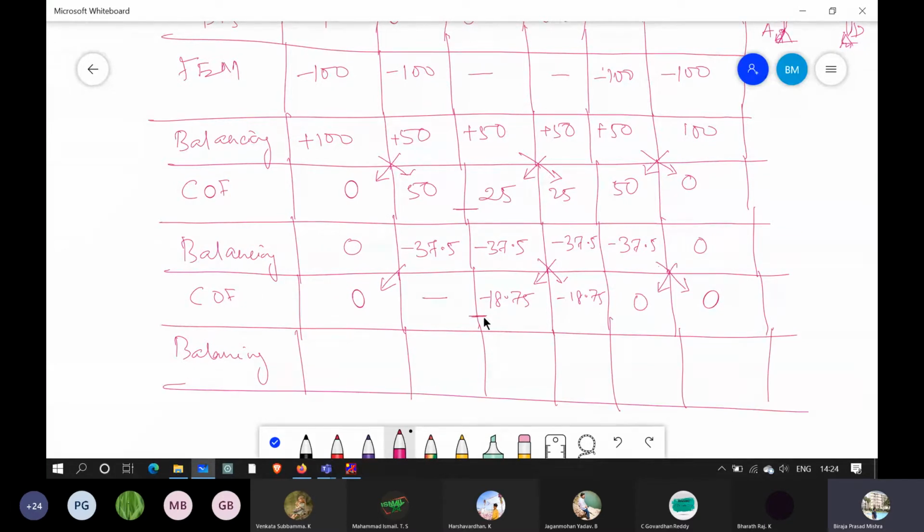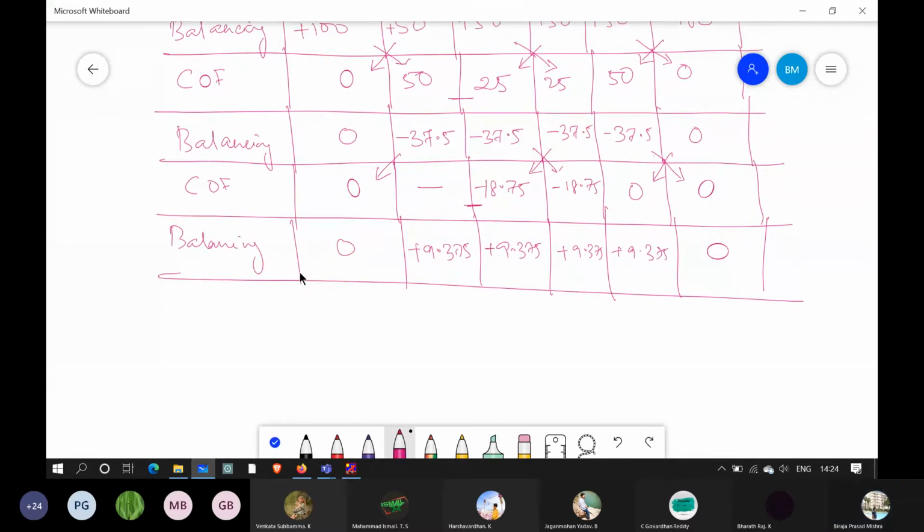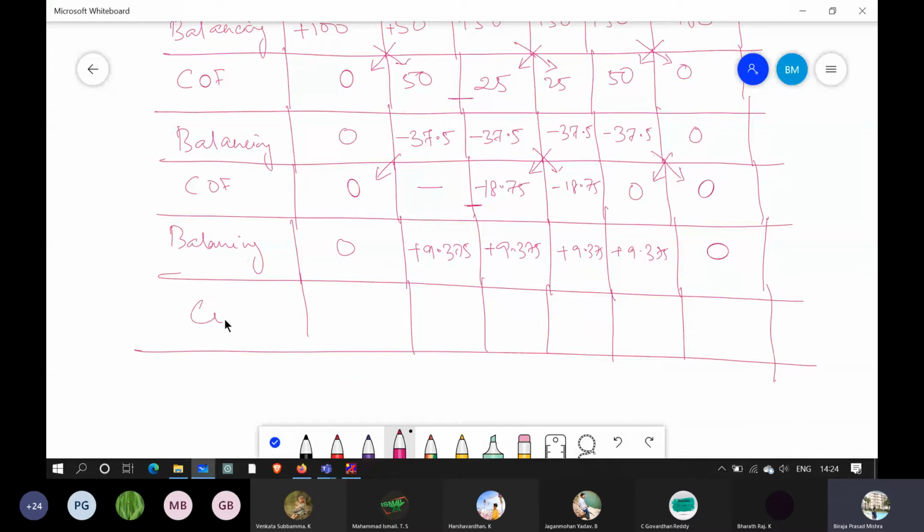Again it is minus 18.75, so plus 18.75 into 0.5. So it is plus 9.375, plus 9.375, plus 9.375, plus 9.375. This will be 0, this will be 0. Next, again the carryover factor. This will be 0 and this will be nothing.